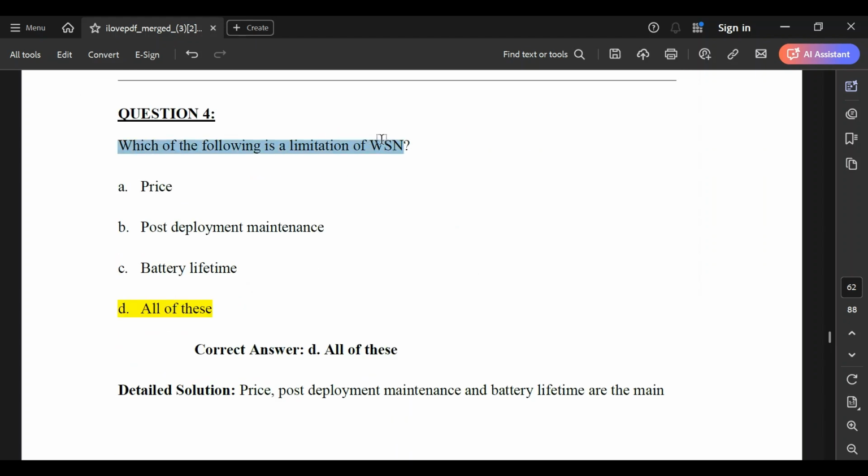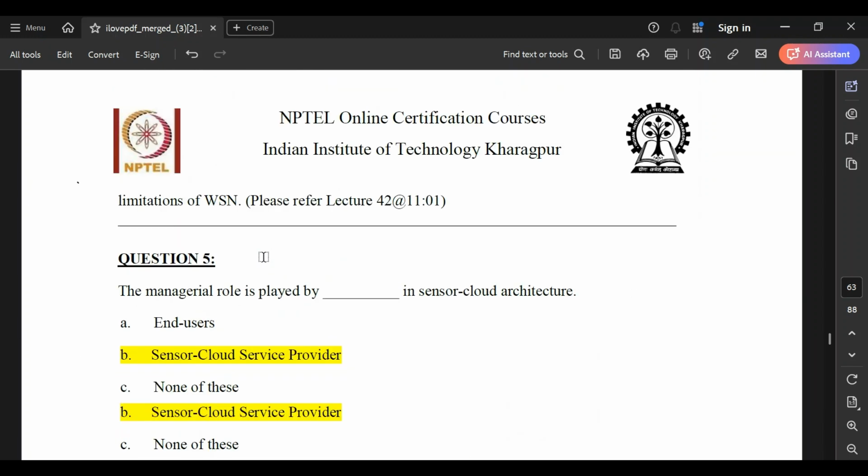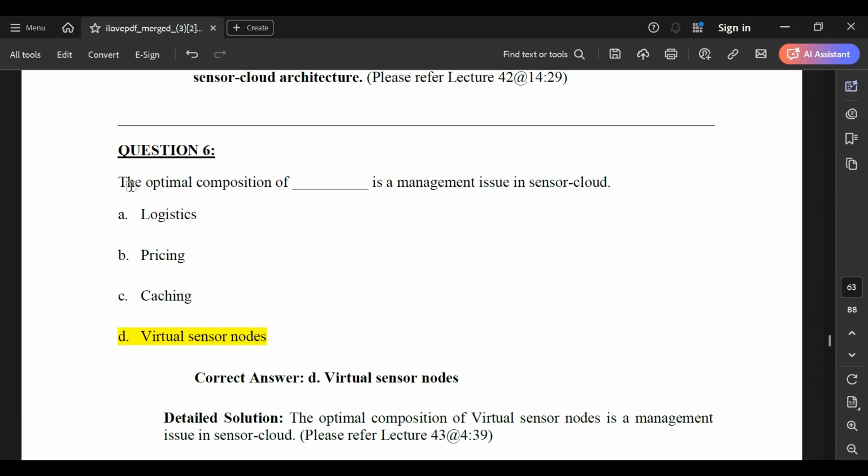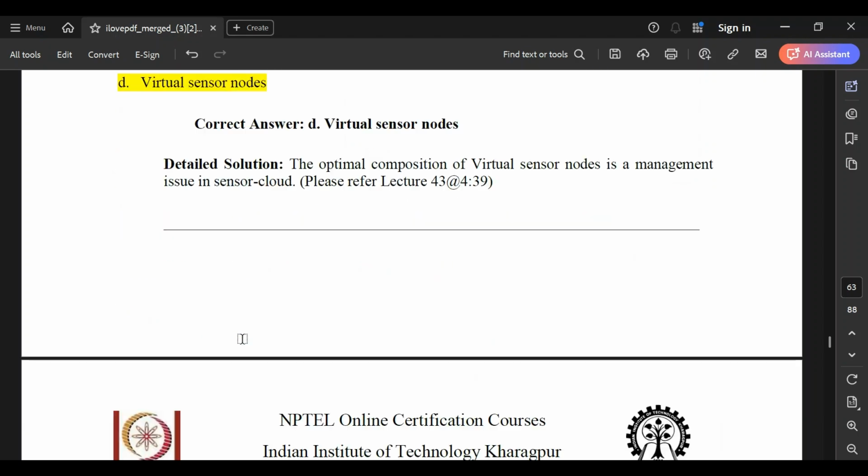Which of the following is a limitation of WSN? So all of these are there: price, post deployment, battery lifetime. The managerial role is played by the sensor cloud service provider in sensor cloud architecture. It is there. The optimal composition of DAS is a management issue in a sensor cloud. You can see virtual sensor nodes is there.